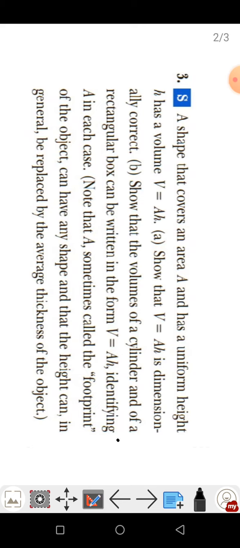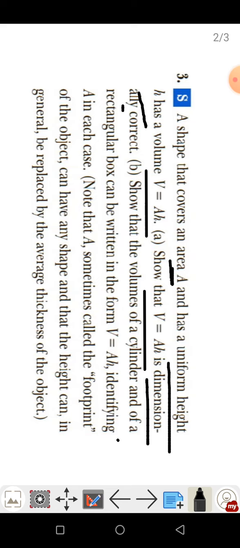Okay, so the question reads, a shape that covers an area A and has a uniform height h has a volume. So a shape that covers an area A has a uniform height and the volume V is equal to AH. So the question: show that V is dimensionally correct.